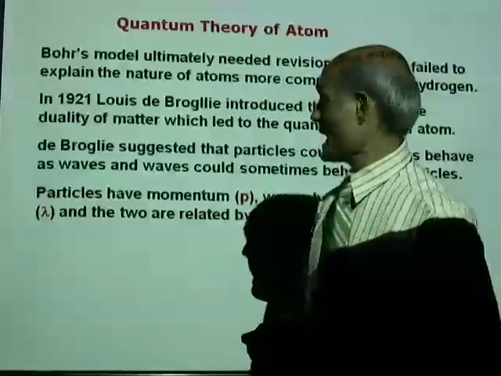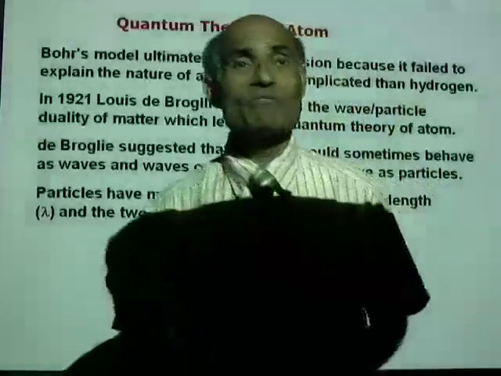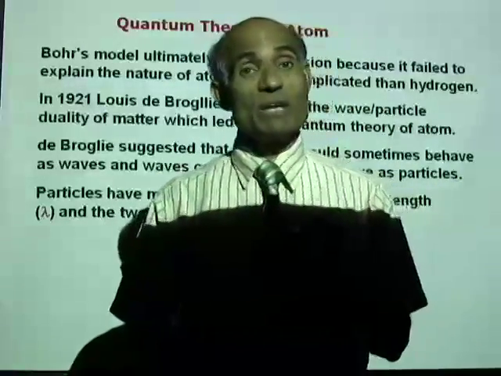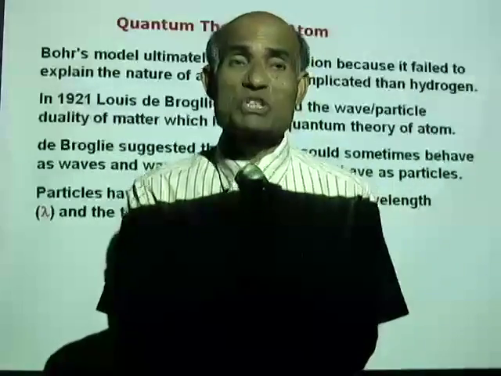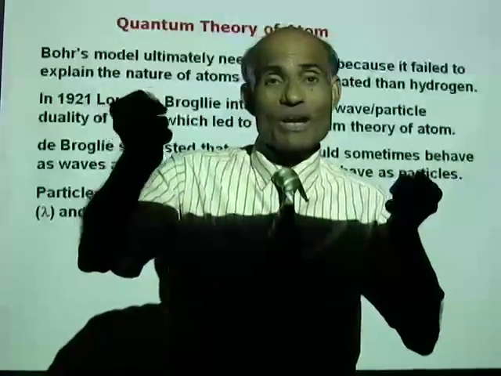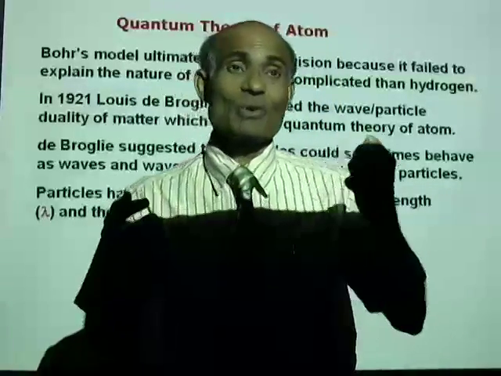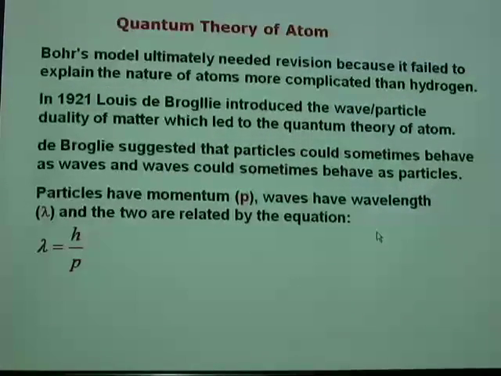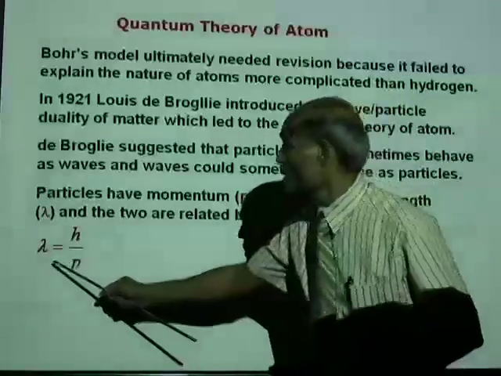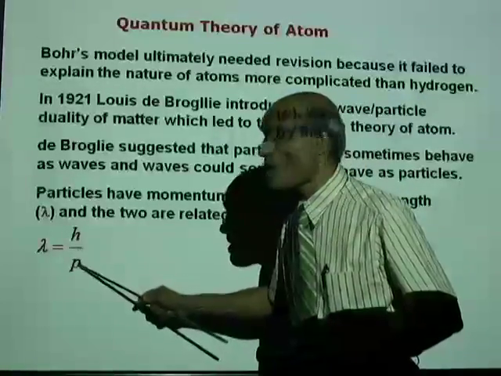Now, a particle has a momentum p and wave has a wavelength lambda. That means if you have to assign a duality, a dual nature, then you have to find a relation between these two. Is there a relation between momentum of a particle and its wavelength? Indeed, there is a relation between momentum and the wavelength. And this is the equation that de Broglie came up with. Lambda equal to h over p.